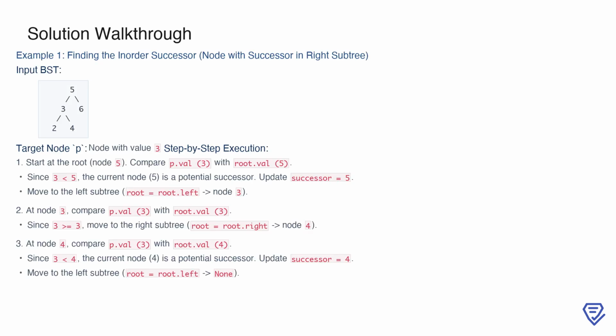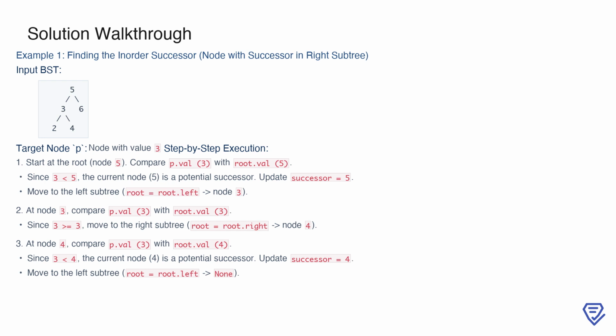To find the inorder successor of a node in a binary search tree, we start by comparing the value of the target node, P, with the value of the root node. In this example, the target node is 3. First, we begin at the root, which is node 5. Since 3 is less than 5, node 5 becomes a potential successor. We then update our successor variable to 5 and move to the left subtree because the inorder successor, if it exists, must be smaller than the current successor but larger than 3.